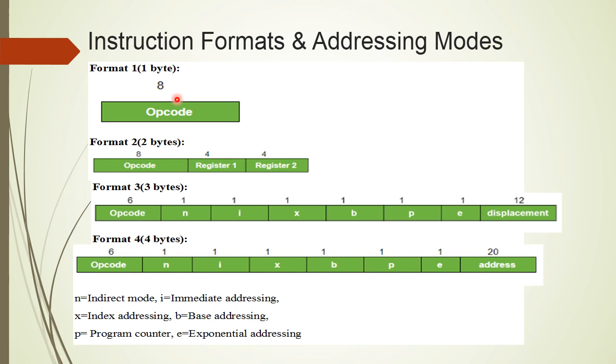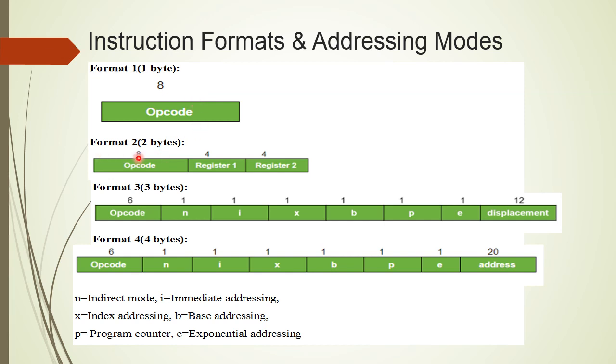Only 6 instructions belong to format 1. Those 6 instructions are FIX, FLOAT, HIO, NORM, SIO, and TIO. All other instructions belong to format 2 except these 6 instructions. All other instructions with no operand belong to format 2.